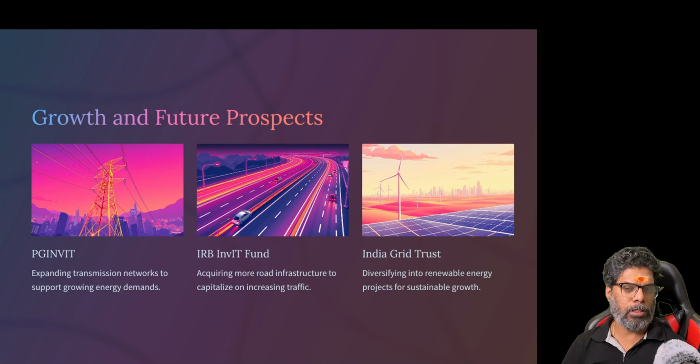So that transmission is taken care of by PGInvIT. IRB InvIT is through infrastructure, highways and roads. That is still developing. Our India is a developing nation. There's a long way to go. And revenue-wise, the toll price, obviously India has high inflation. So based on the inflation, this toll will also keep increasing. So the revenue will increase too.